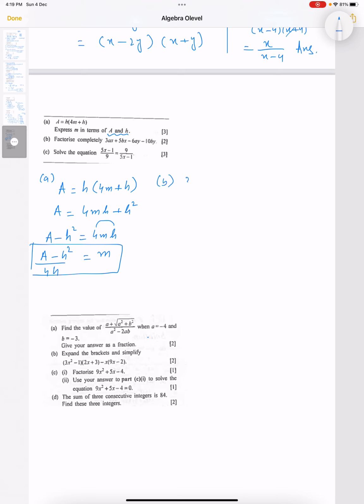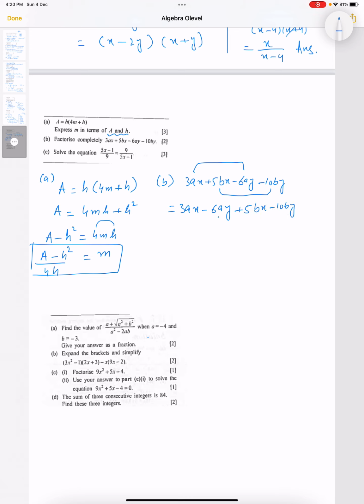Factorize completely 3ax plus 5bx minus 6ay minus 10by. Let's regroup it. Group these two terms together and these two together. So we have 3ax minus 6ay plus 5bx minus 10by.